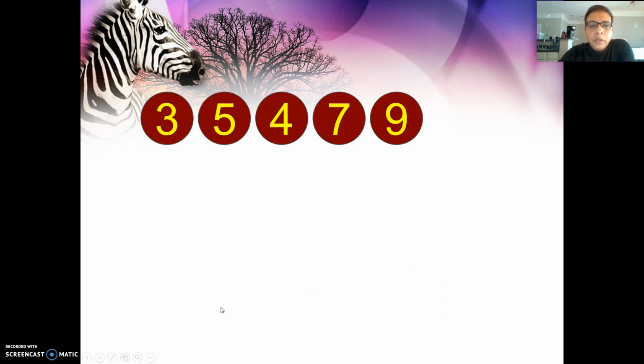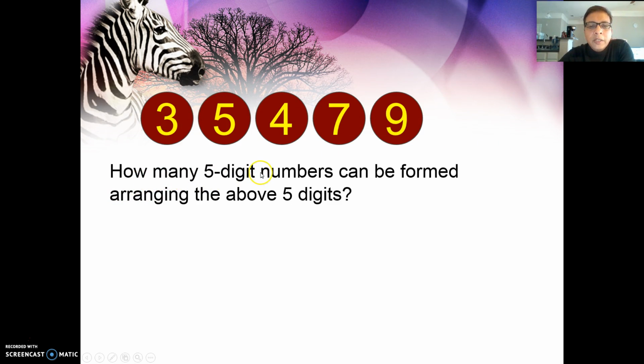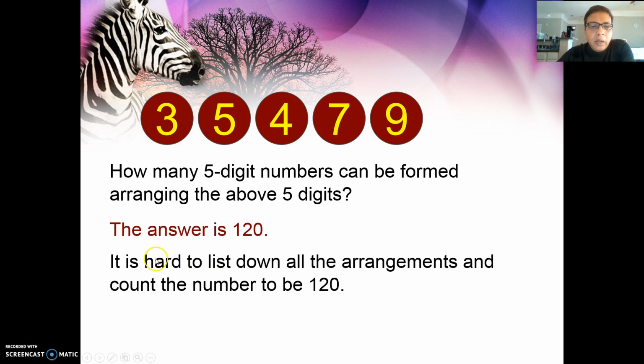Now we go to a bit more complicated one. So there are 5 different numbers now: 3, 5, 4, 7, 9. And the question is, how many 5-digit numbers can be found arranging the above 5 digits? The answer is 120. It is hard to list down all the arrangements and count the number to be 120. So we need to produce a list of 120 numbers to enumerate them and then get the answer.